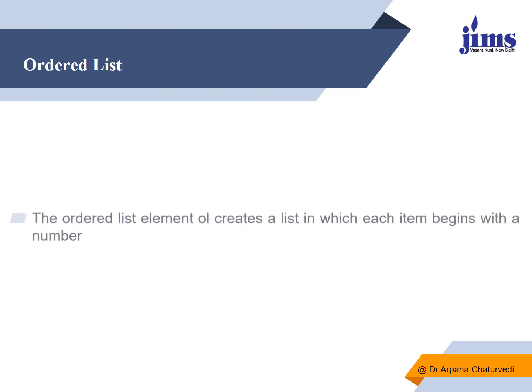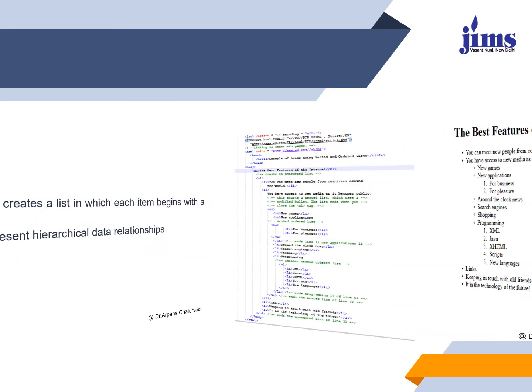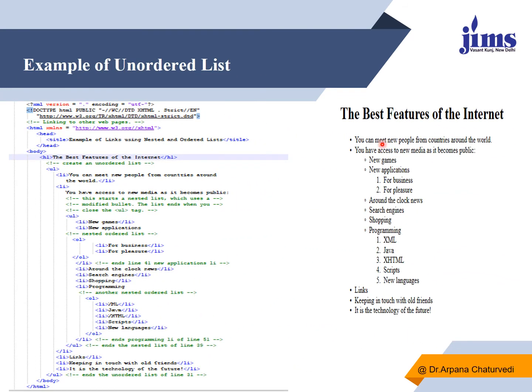Third list, which is this unordered list, innermost unordered list, then outermost unordered list. So if you look over here clearly, this ordered list started over here, closed over here. Within this, for business, for pleasure, this one, two. This is closed over here. Similarly, OL. This is XML, Java, HTML, new languages. This all five. OL closed over here.